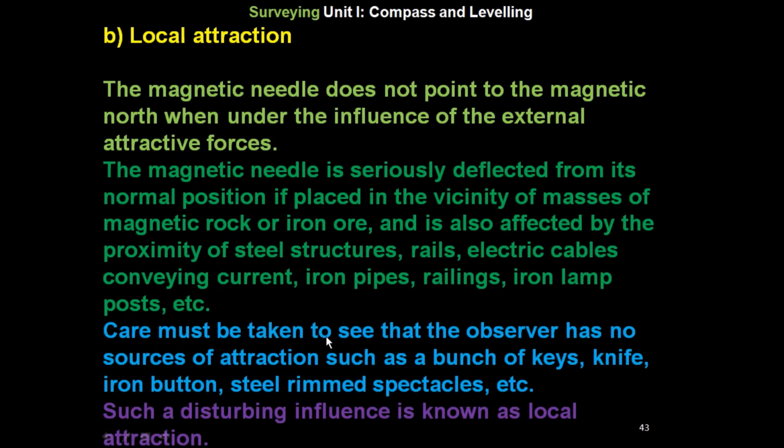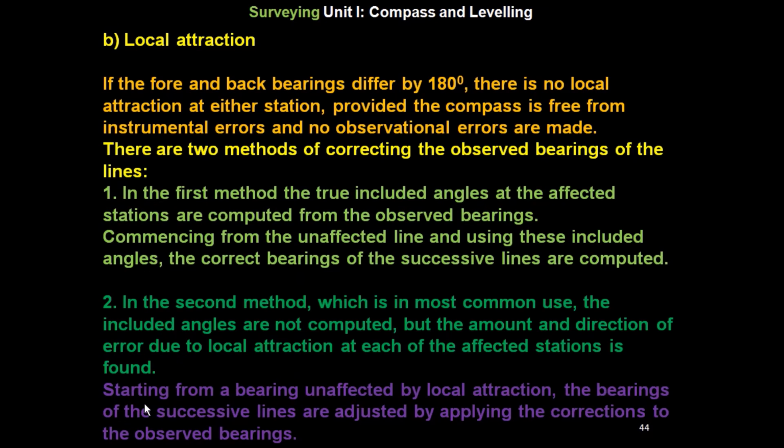Care must be taken to see that the observer has no source of attraction such as a bunch of keys, knife, iron buttons, steel rimmed spectacles, etc. Such a disturbing influence is known as the local attraction. If the fore bearing and back bearing differ by 180 degrees, there is no local attraction at either station, provided the compass is free from instrumental error and no observational errors are made.